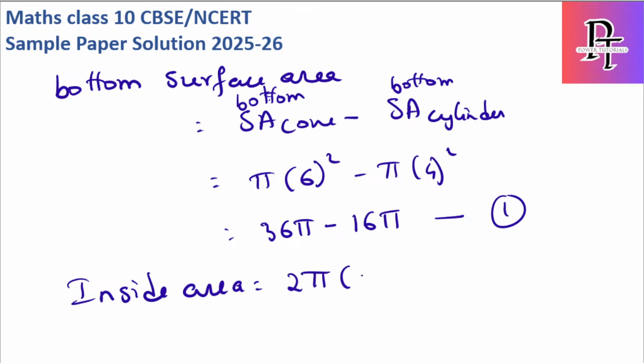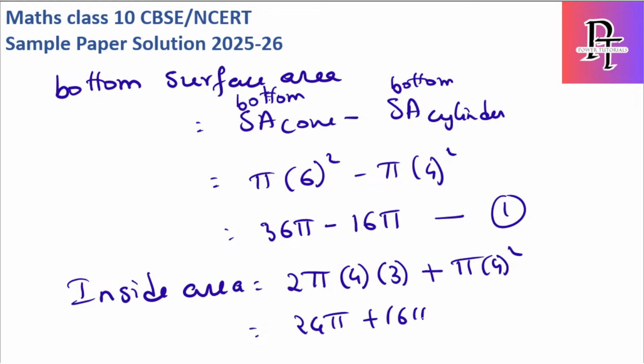2 pi r is how much? Cylinder r is 4, height is 3, plus the top one which is again a circle, which is pi r square. So this becomes 4 3s are 12, 12 2s are 24 pi plus 16 pi. So this area is again 1 mark. Now we have to add all of this to get the total surface area.